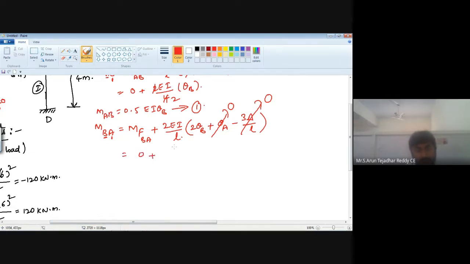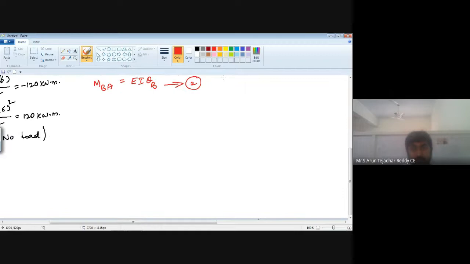So 0 plus 2EI by span, which is 4, into 2 theta B. Here 2 by 4, 2 cancels, so MBA is equal to EI theta B. This gives one equation, that is equation number 2.